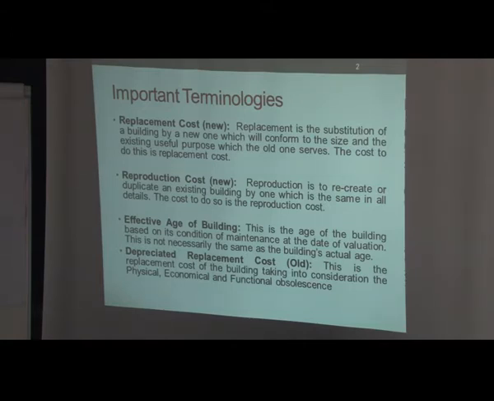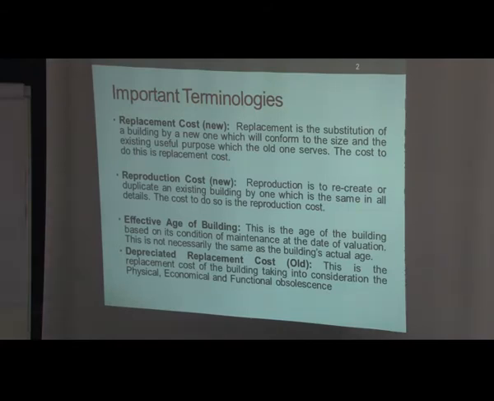That is basically where the concept of the effective age comes into play. The effective age is the age of the building based on its condition of maintenance at the date of valuation. So when we are calculating depreciation for that property, you are not going to take the actual age of the building. You are going to take the effective age of the building.